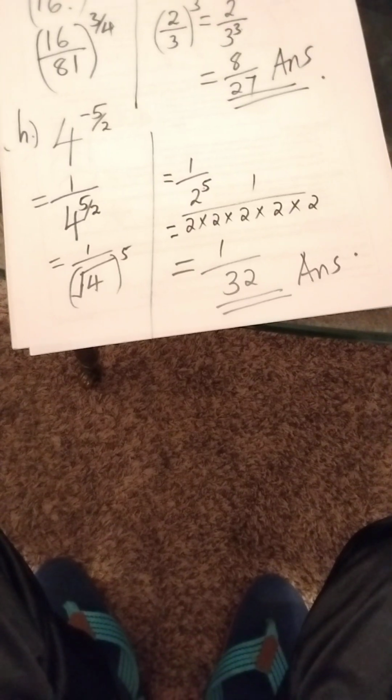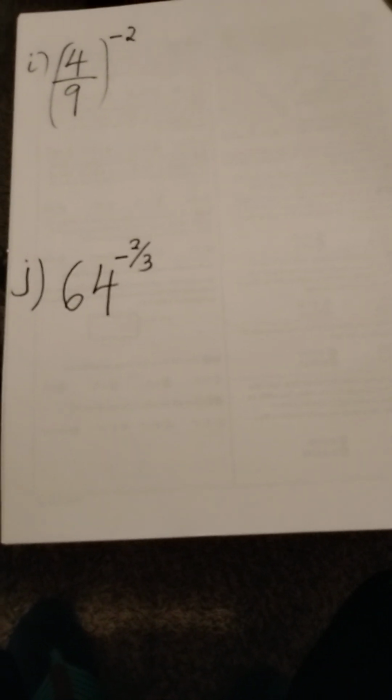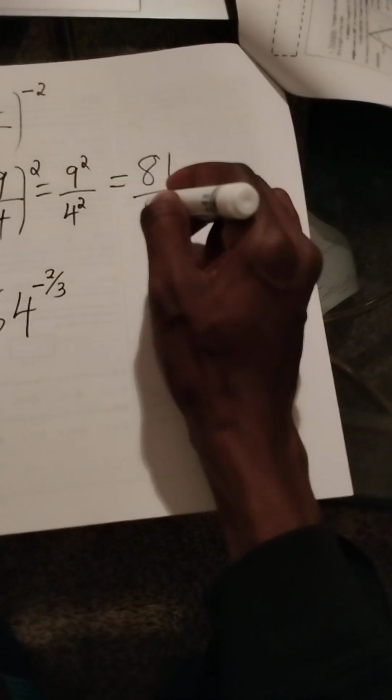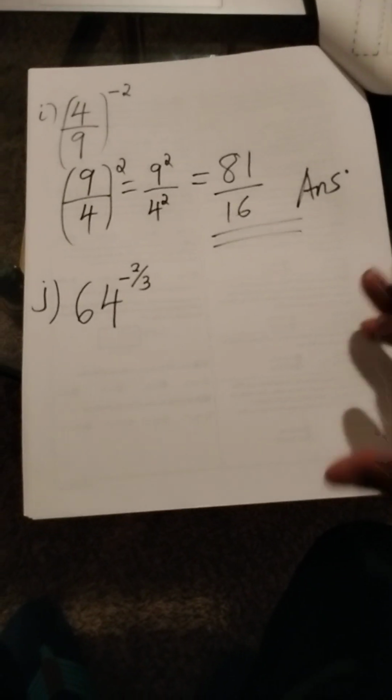Good. Hope you follow through. Question I. 4 out of 9 raised to the power of negative 2. For me to solve, I get the reciprocal of what is in the parenthesis in order to remove the negative on the power. So I have 9 out of 4 everything squared, which is the same as 9 squared out of 4 squared. This will give me 81 out of 16. That is the solution. Answer for question I.